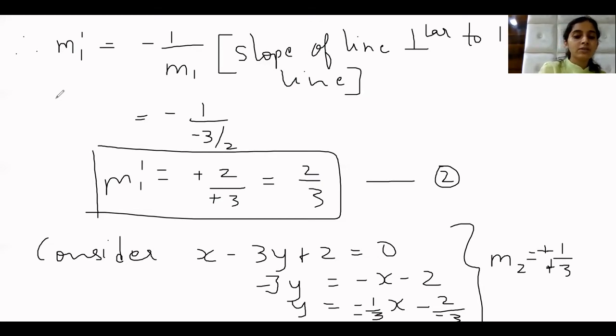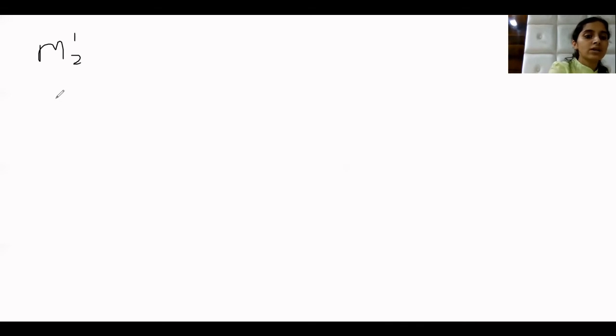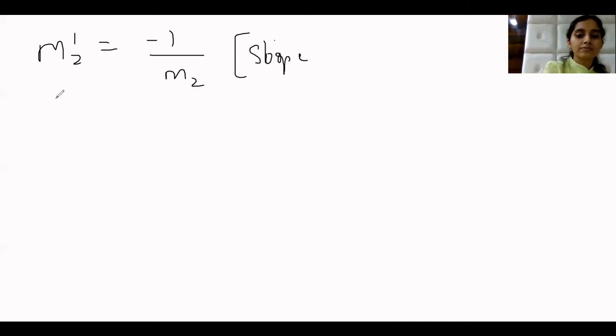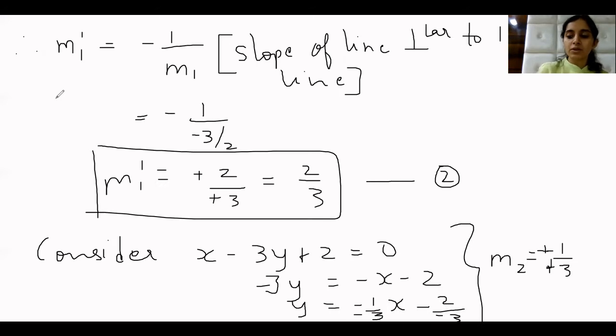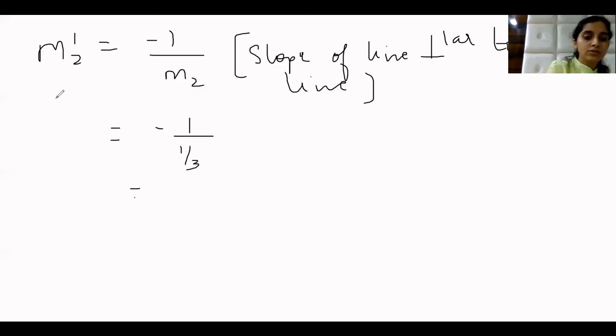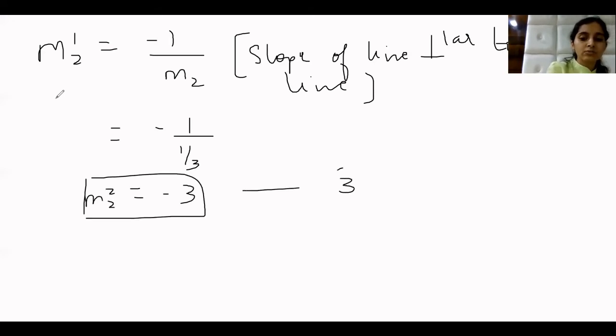What will be the slope of the line perpendicular to this? m2 dash is equal to minus 1 upon m2, the slope of the line perpendicular to the second line. What is m2? It is 1 upon 3. So minus 1 upon 1 upon 3 is equal to minus 3, m2 dash. Okay, so we have m2 dash with us.